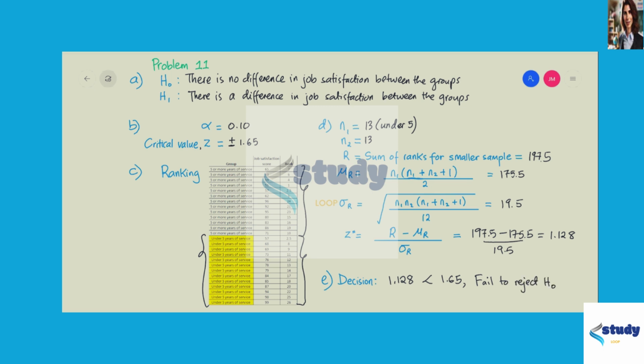And when we fail to reject the null hypothesis, it means that there is not enough evidence to reject the claim that there is no difference in the job satisfaction between the two groups.